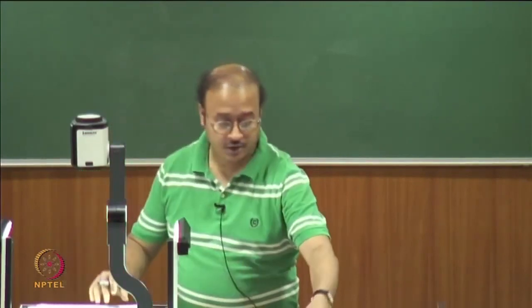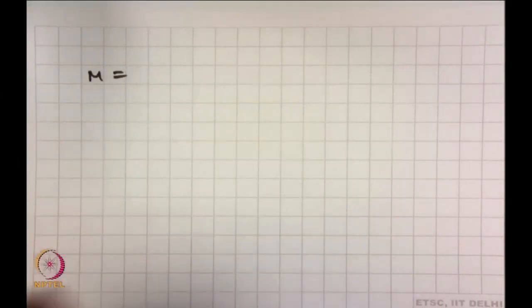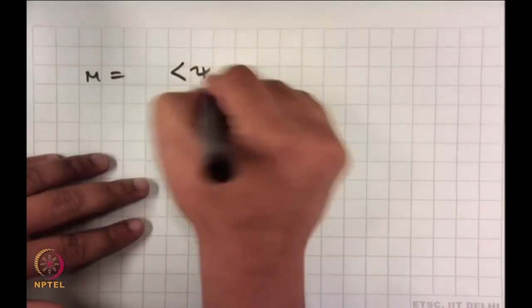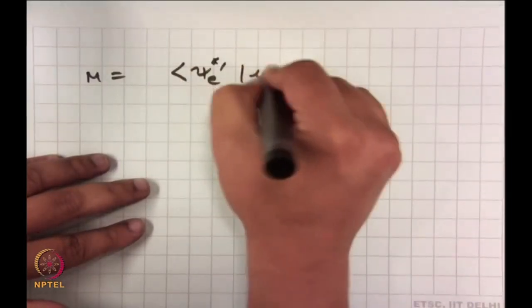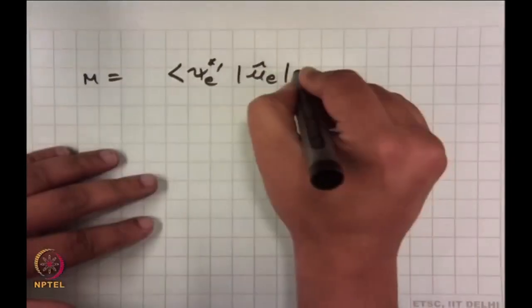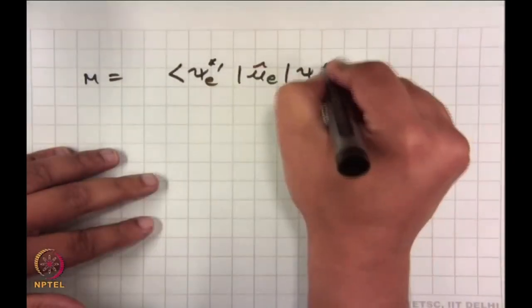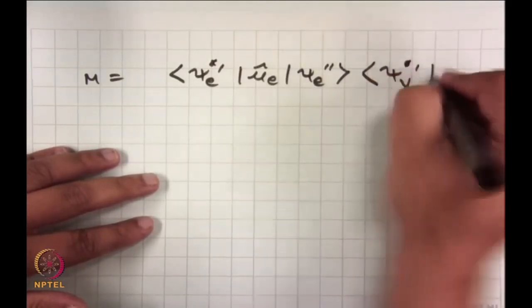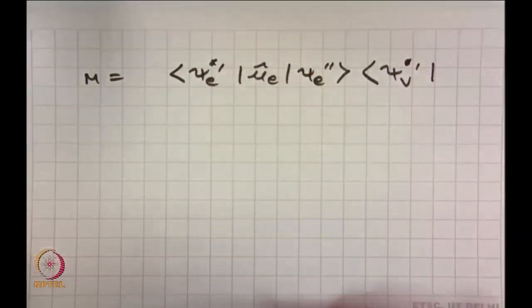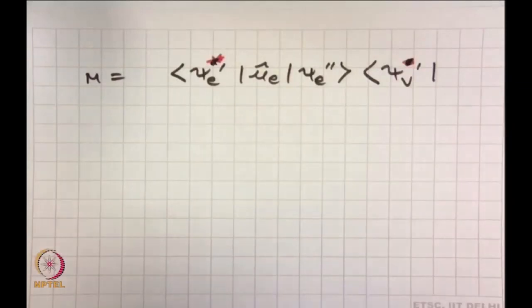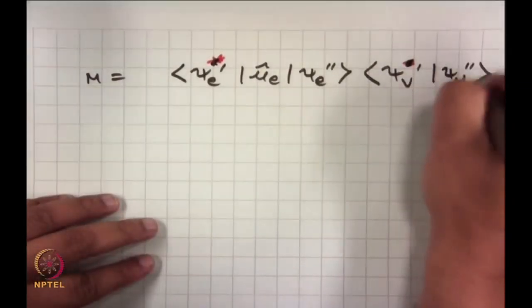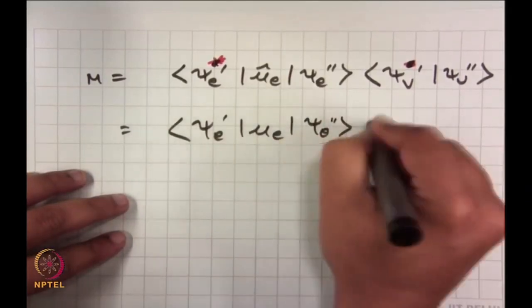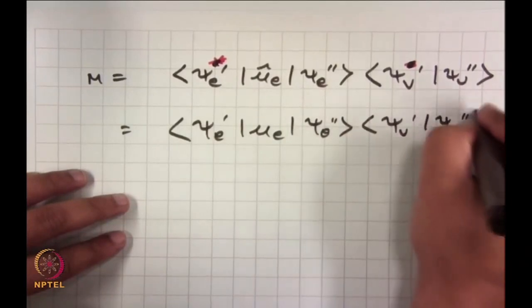So let me write this and I'll explain. Going forward, M can be generalized as this. I can write it as psi e prime, mu electronic, psi e double prime, then psi v prime, psi v double prime. Please do not write the star here, remove the star. Read it again: psi e prime mu e psi e double prime times psi v prime psi v double prime, okay?